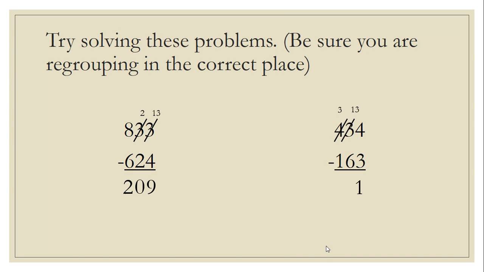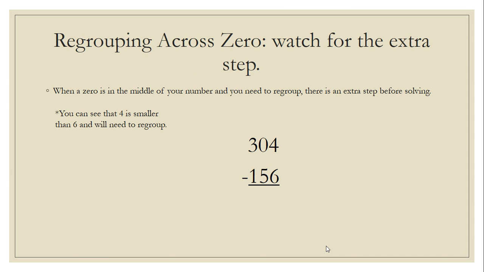4 take away 3 is 1. 13 take away 6 is 7. And 3 take away 1 is 2. Our correct answer is 271. Regrouping across 0, we need to watch for the extra step. When a 0 is in the middle of your number and you need to regroup, there is an extra step before solving. Write down the problem 304, take away 156.